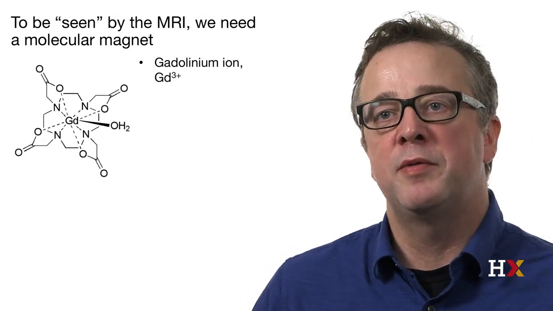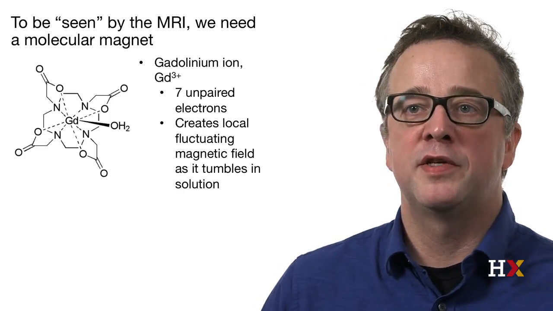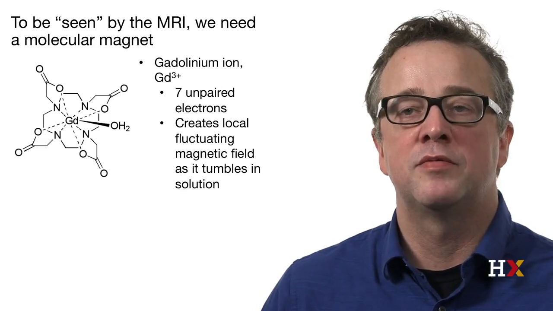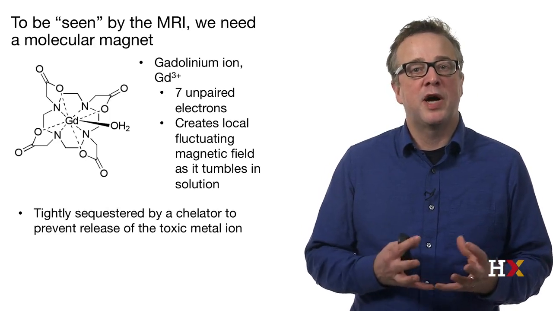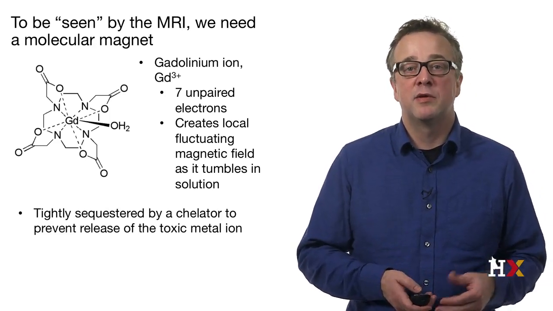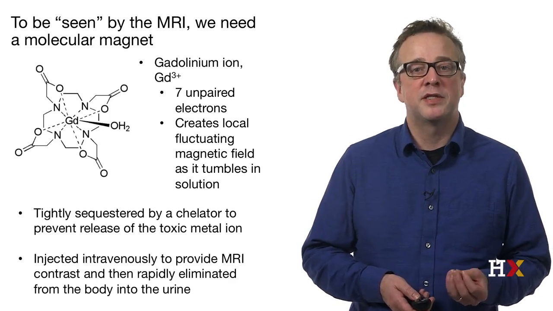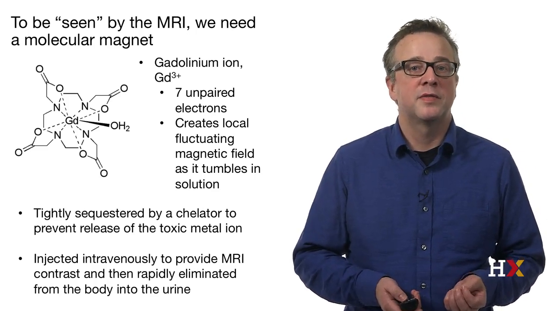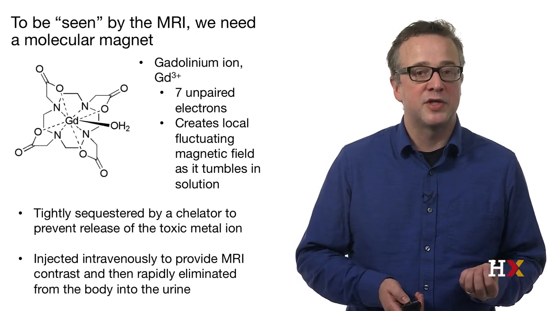The gadolinium 3+ ion has 7 unpaired electrons, and this creates a very strong local magnetic field as it tumbles in solution. But this is a toxic metal ion, so we need to sequester it. We need to bind it very tightly with a chelator to prevent the release of the toxic metal ion. But we can do that, and we can do it safely. And these types of molecules are injected daily into patients in hospital to provide MRI contrast. They're rapidly eliminated from the body after we get our imaging exam.